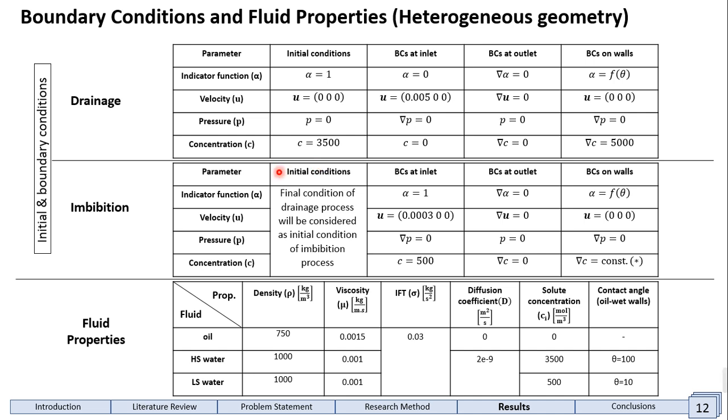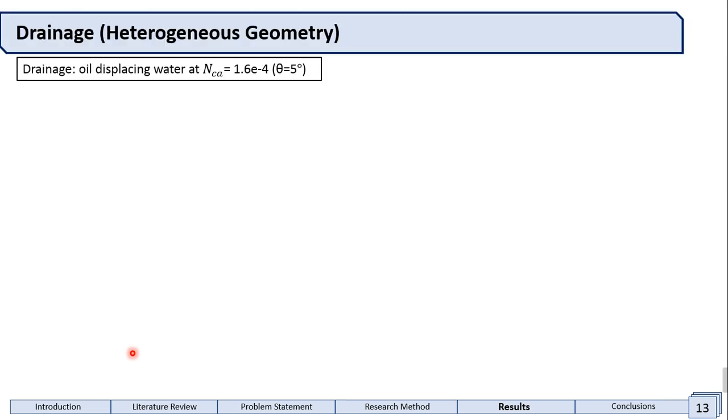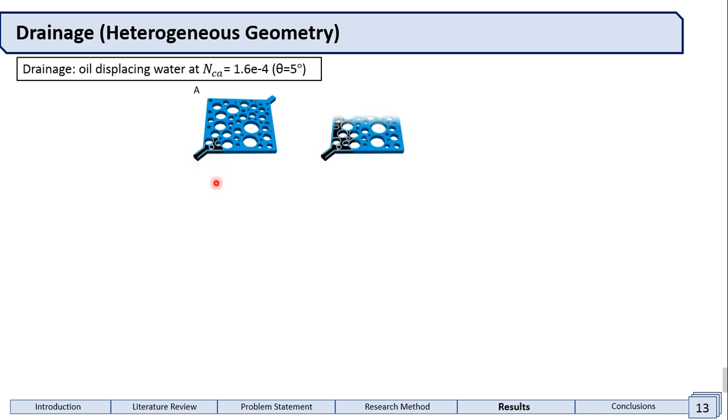Similar to the homogeneous geometry cases, the simulation conditions for the heterogeneous geometry, including the initial and boundary conditions, and also the fluid properties, are displayed in the following tables. In the second geometry, which has a higher level of heterogeneity in comparison with the preceding pore network, the drainage process is simulated in the same manner as follows.